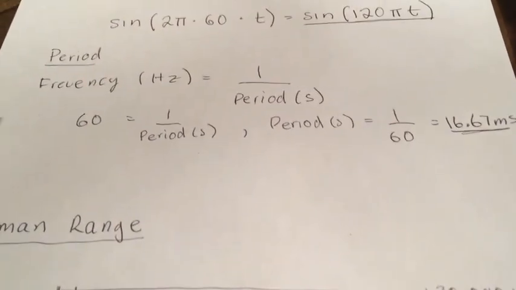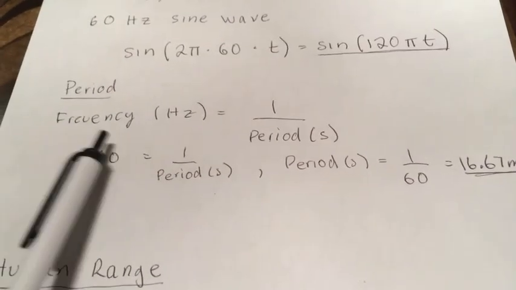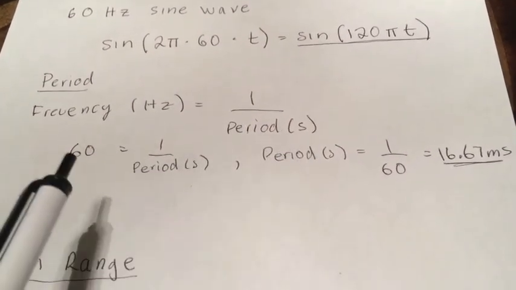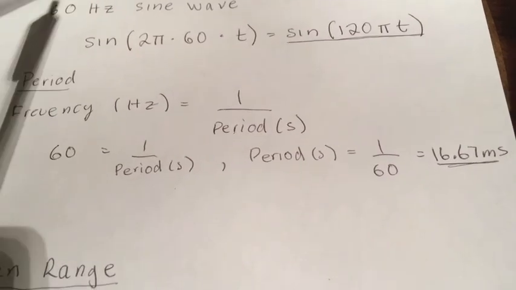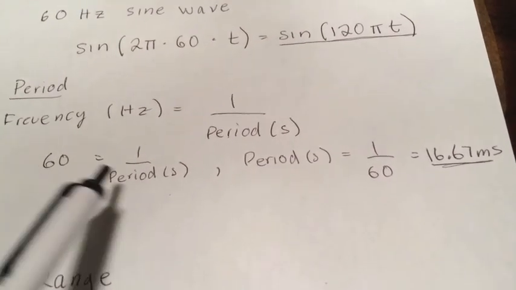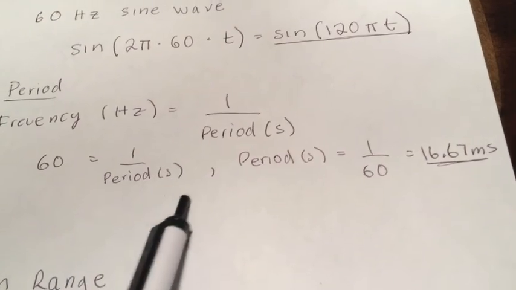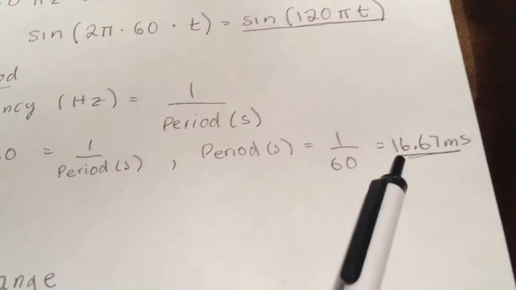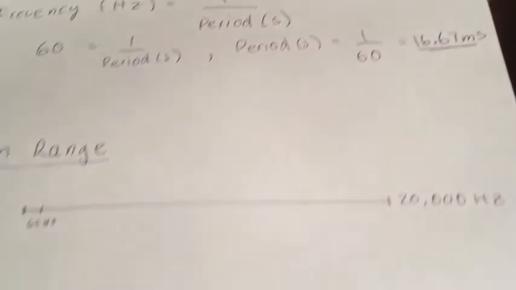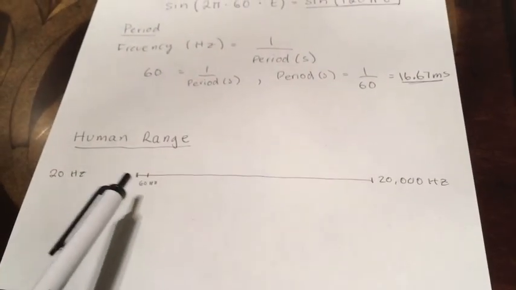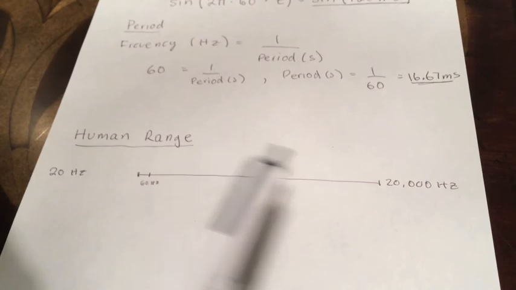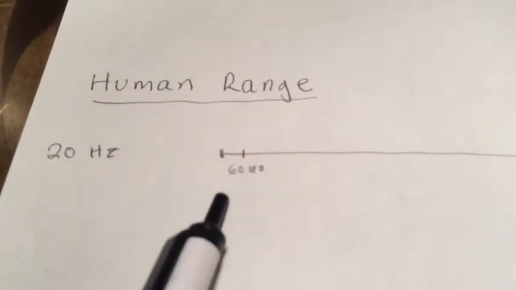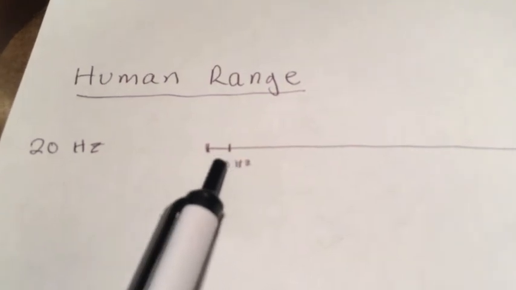Next we have the period. The period is represented by frequency in hertz, equaling 1 over the period in seconds. 60 goes here, which equals 1 over the period in seconds. The period in seconds equals 1 over 60, which gives us 16.67 milliseconds. Humans can hear in a range of 20 hertz to 20,000 hertz. The hertz we used were 60 hertz, which are in the very lower end of the spectrum.